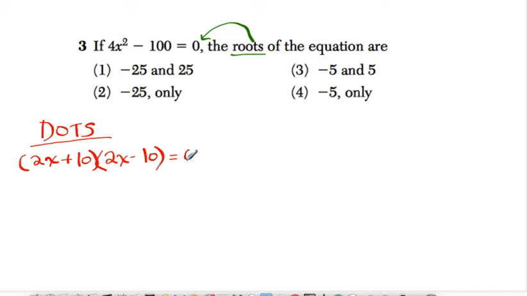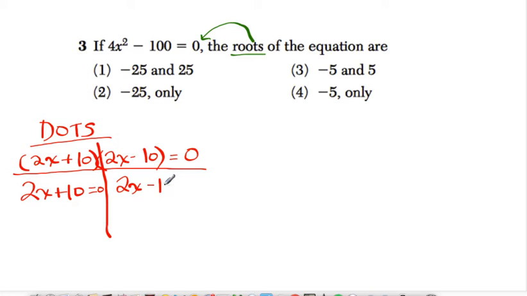And now once it's factored, we can use the zero product property to set each of these binomials equal to 0. So we're going to get two little mini equations, we call them: 2x plus 10 equals 0 and 2x minus 10 equals 0.